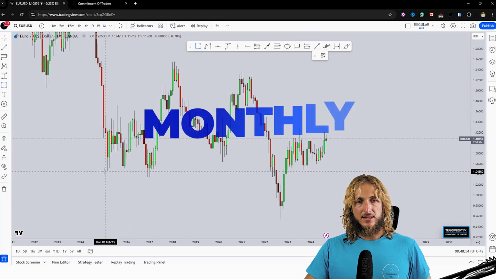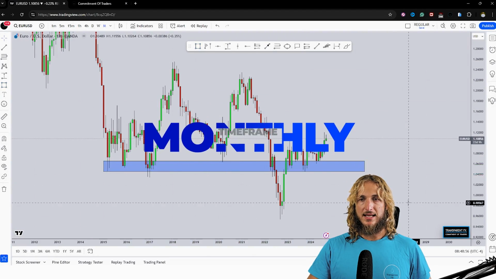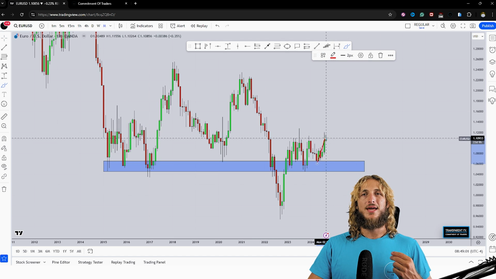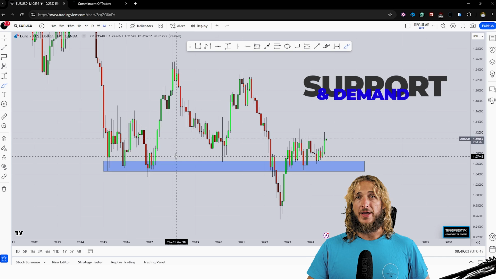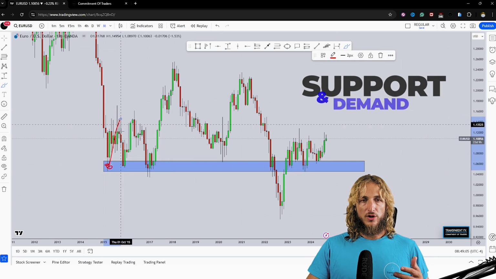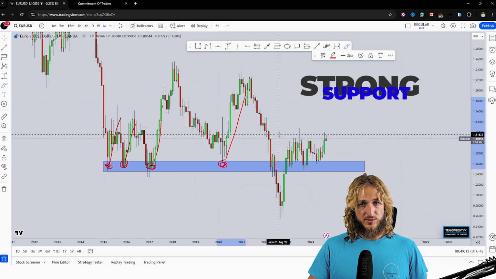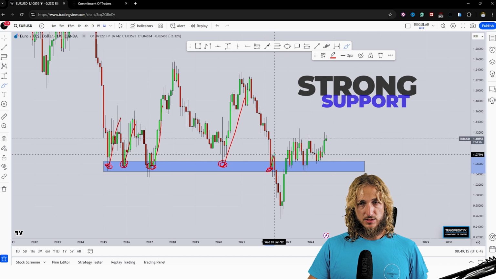Starting here from the monthly time frame, what we can see is that at the moment we have a market which is rejecting to the upside a quite strong historical support and demand area. From here, in fact, all these previous rejections to the upside have been created. So every time that the market tested this zone in the past, it created some quite strong rejections to the upside. Again, here the market tested this zone and rejected it.